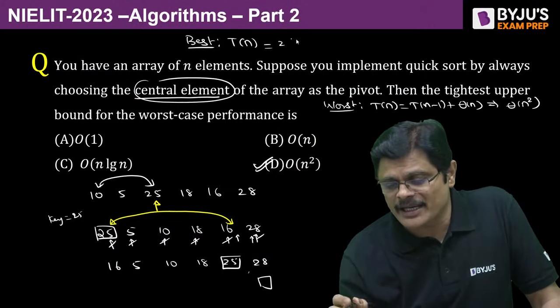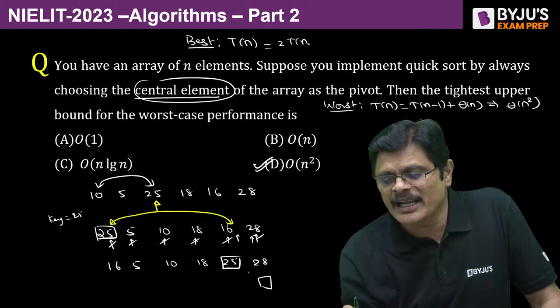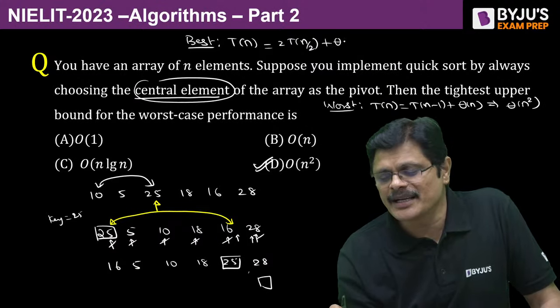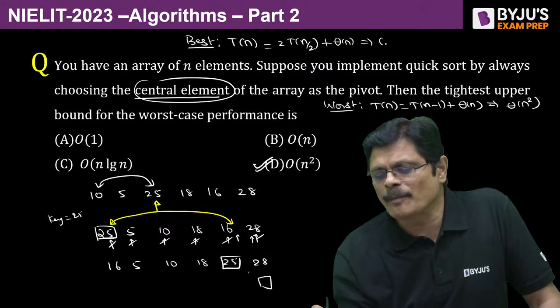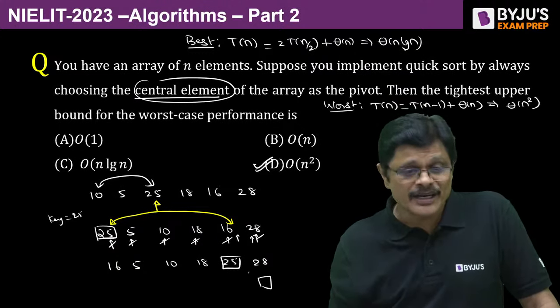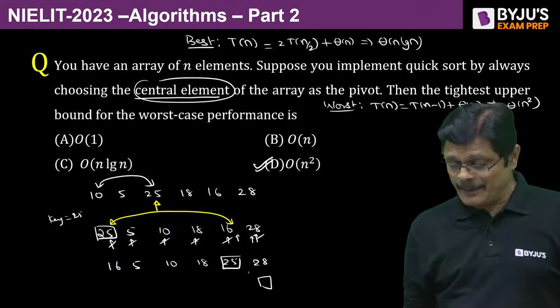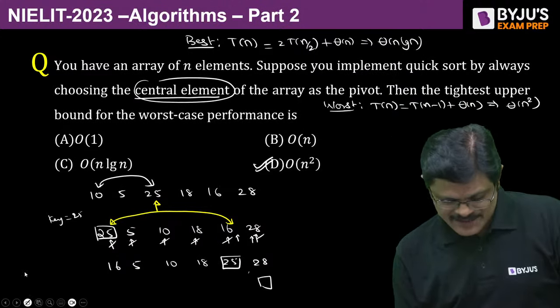So in this particular case, the recurrence will be T(n/2) plus theta n. And it will give you the complexity theta n log n, my dear friends. Theta n log n. And there is one more important case, that is called average case.